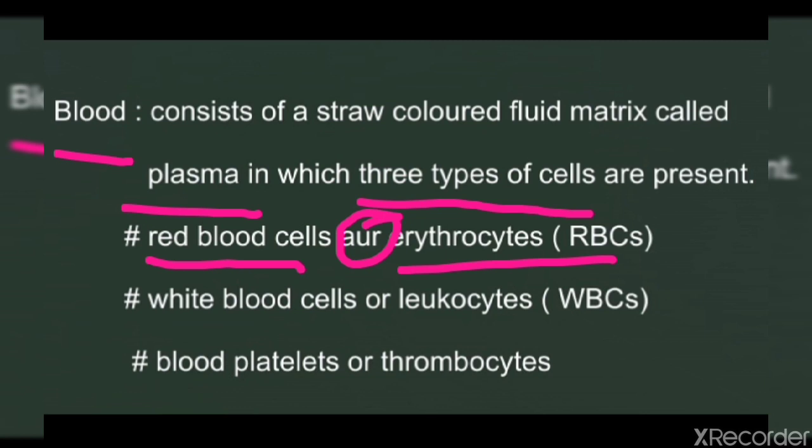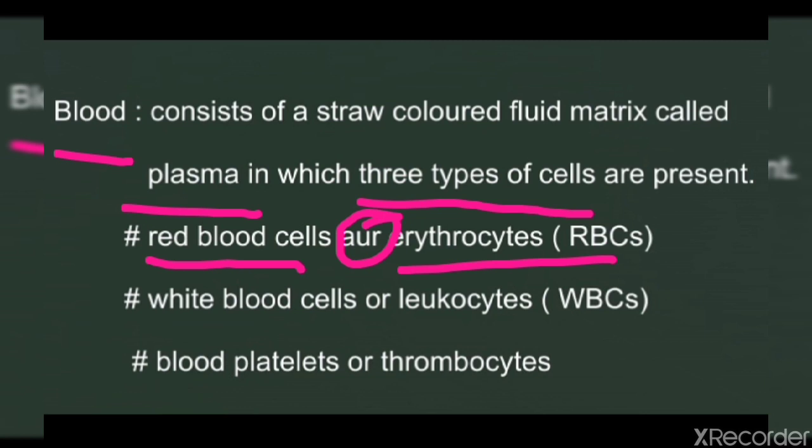Red blood cells are the most abundant component of the blood, and the main function of this red blood cell is to carry oxygen and carbon dioxide to and from various parts of the body to the lungs. Red blood cells are produced in the bone marrow, which I have already told you.